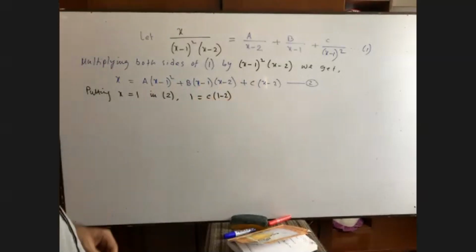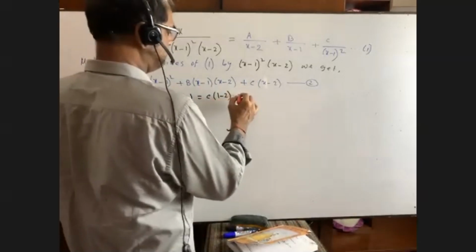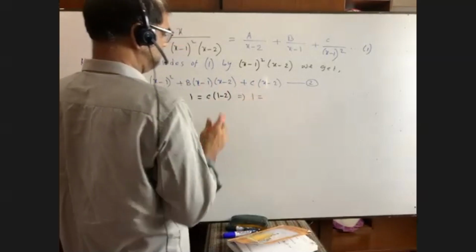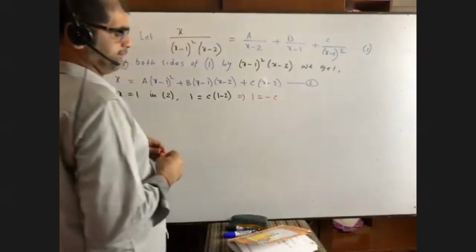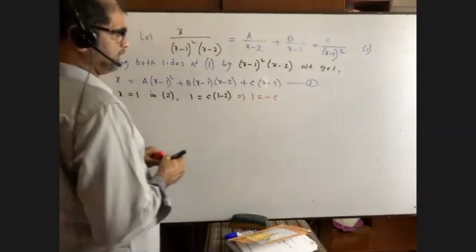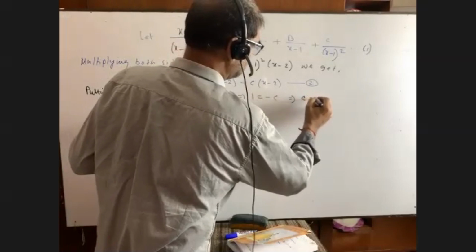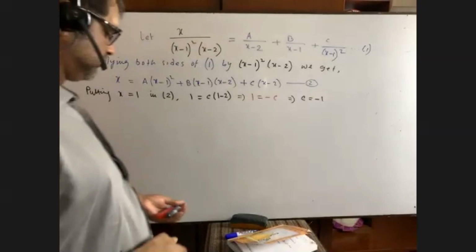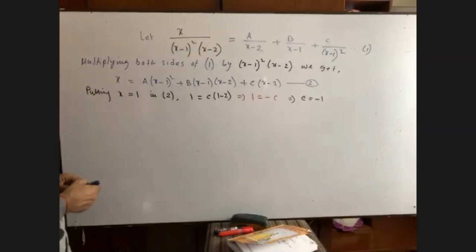Right? From here, we can write that 1 is equal to 1 minus 2 times C, that is minus C. Right? Yes, sir. That means we can write C equals to minus 1. So we have got the value of C as minus 1. Very easily we have got it, right? Now what other value of x can be put? Let me know.